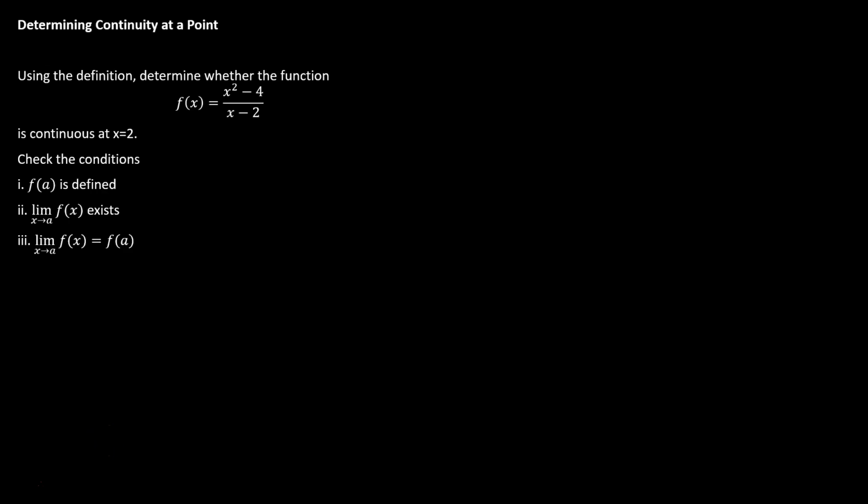Let's practice determining continuity at a point for the function f of x equals x squared minus 4 divided by x minus 2. We want to use the definition of continuity to determine whether or not this function is continuous at x equals 2, which means we need to check that all three conditions are met. Let's start with our first condition. Is the function defined at x equals 2? That means if I plug 2 into my function, would I get a number to come out, or would I get some nonsense? Let's try it. I'll plug in 2 for x and simplify.